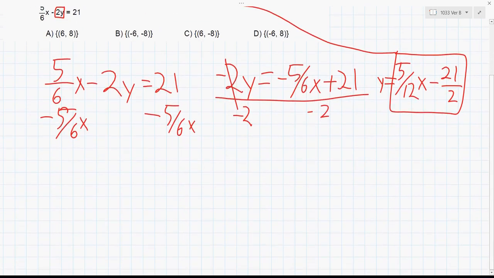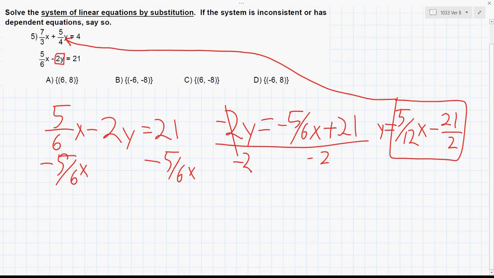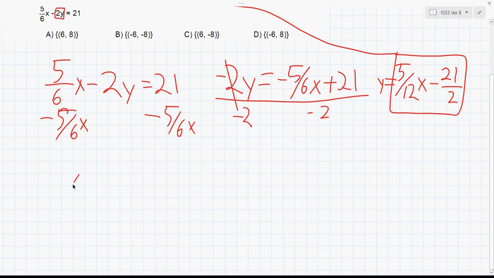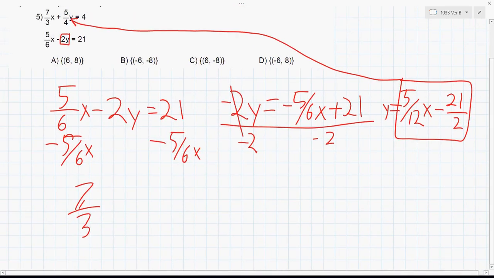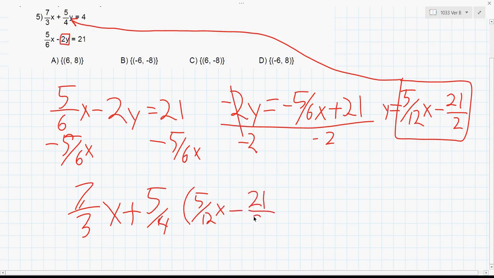So this is going to become a little bit of a nightmare. So we'll have 7 divided by 3x plus 5 over 12x minus 21 over 2, close, equals 4.